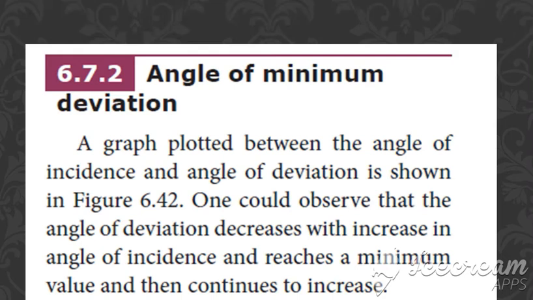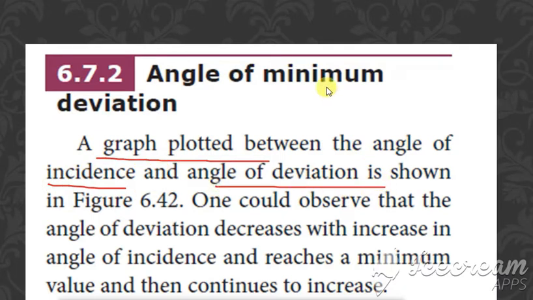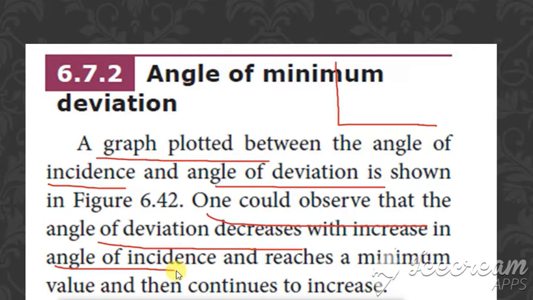The next we are going to see is about angle of minimum deviation. So this is the same as angle of deviation which we have seen. But here we are going to draw a graph between the angle of incidence and the deviation. So when you look at the graph, one could observe that the angle of deviation decreases with the increase in the angle of incidence.